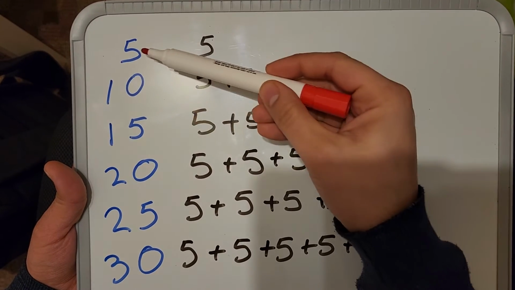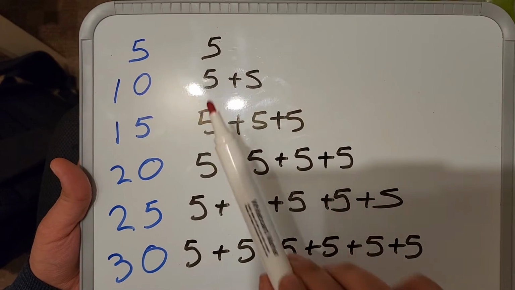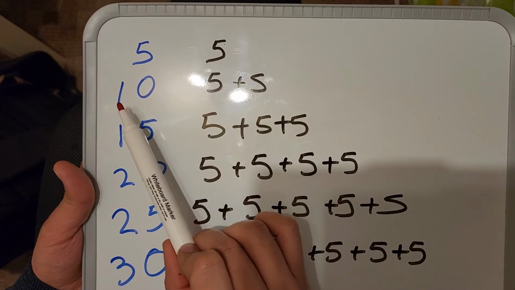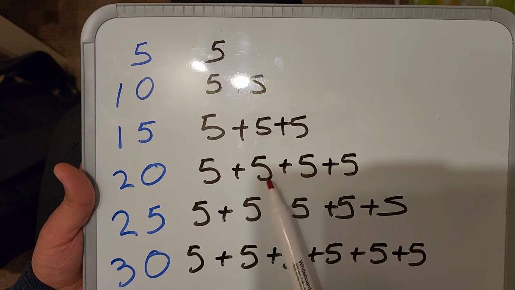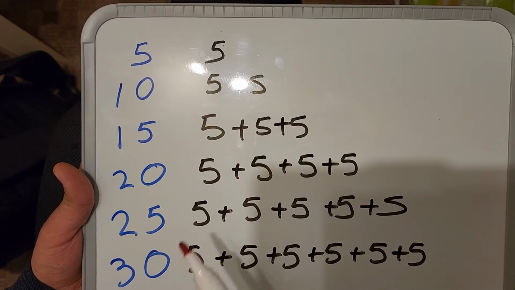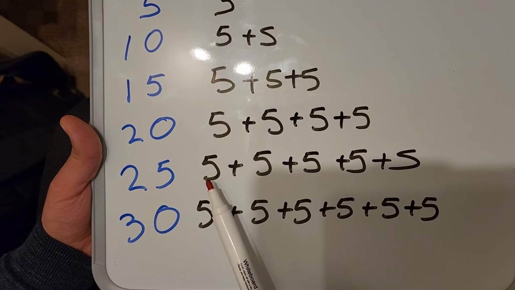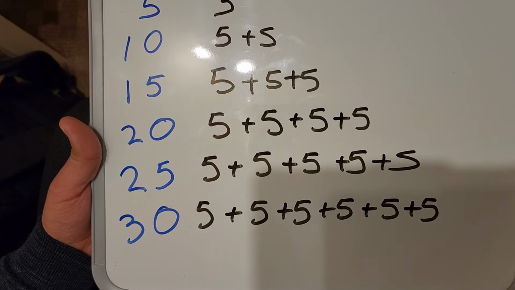So we can see here each of these numbers are multiples of 5. They are 5 multiplied by another number. Here obviously we have 10 is 5 multiplied twice, 20 is 5 multiplied 1, 2, 3, 4 times. And we can say 25 is 5 times 1, 2, 3, 4 and 5.